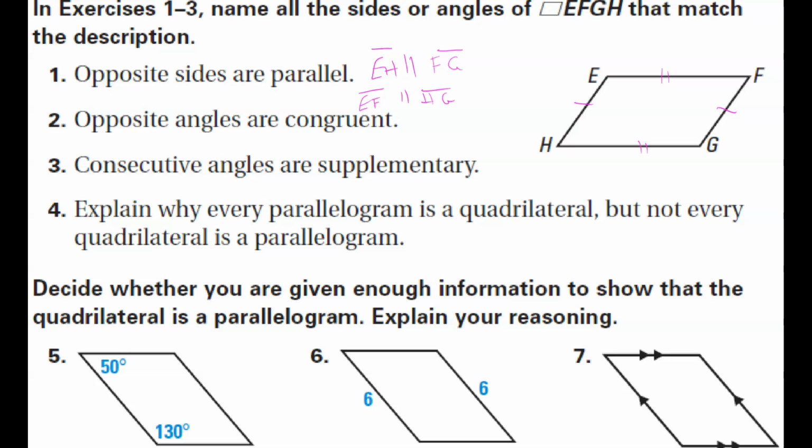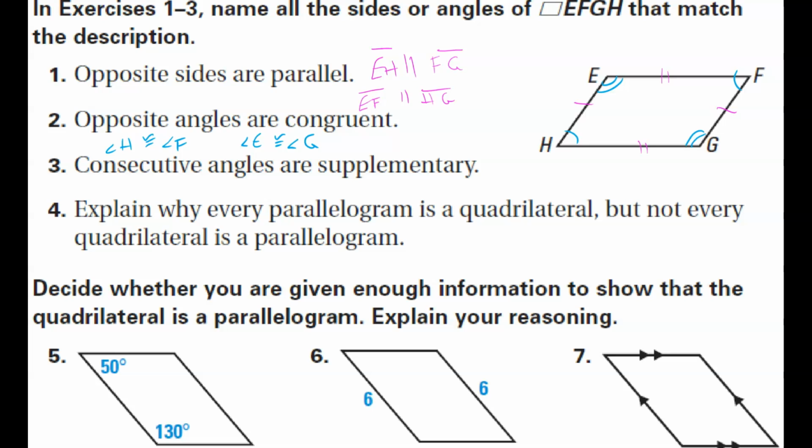Okay, opposite angles are congruent. So H and F must be congruent. So I have angle H is congruent to angle F, but also we have E is congruent to G. Opposite angles are congruent. So the opposite angles across from each other.